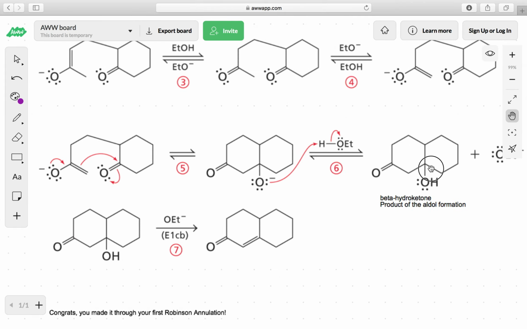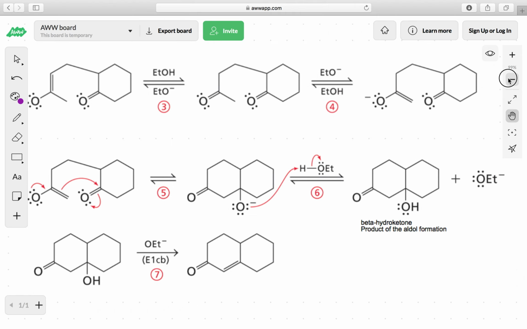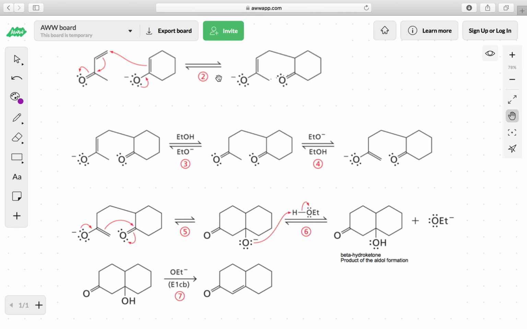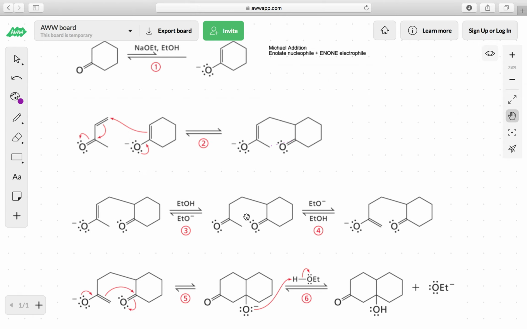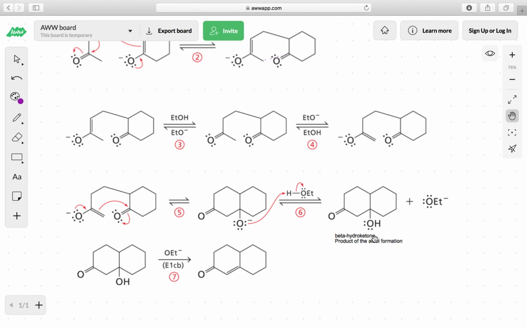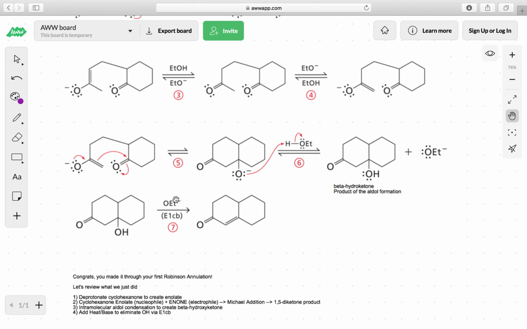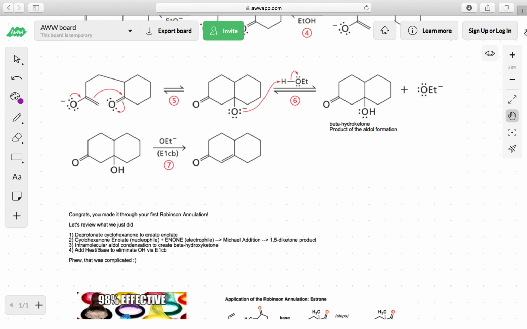However, if we add heat to it, then we can do our aldol condensation and get rid of water to form this enone. So this is your Robinson annulation. We created our enolate in the first step, which attacks our enone to create a 1,5 diketone. This 1,5 diketone can then do intramolecular aldol to form the beta hydroxyketone, which is the product of our aldol formation, and then adding heat and base should revert this to the enone form through condensation. Sorry, that was a lot to say.